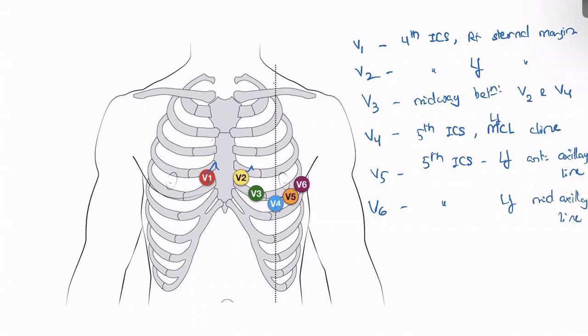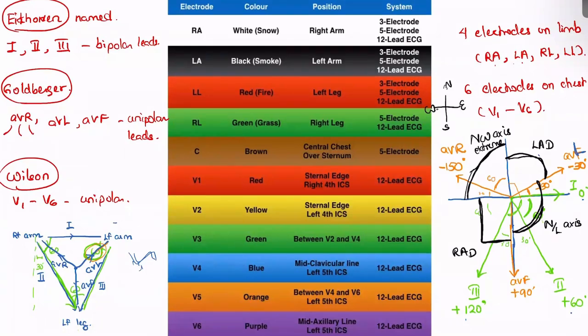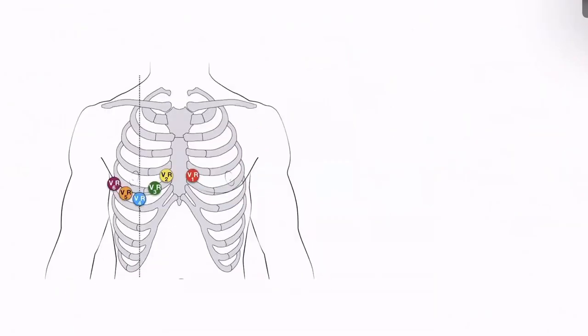Okay, so we use V1 to V4 for the anterior leads, and V5 and V6 for the lateral leads, because they lie laterally. Here, we use AVL and 1 for the lateral leads because they lie laterally, and 2, 3, AVF for the inferior leads. AVR is the RV lead. So sorry, not RV lead.